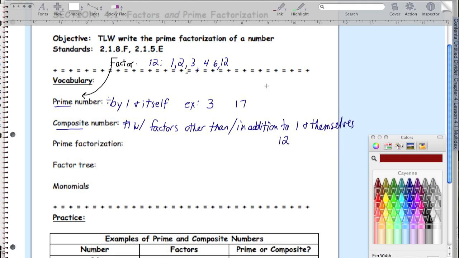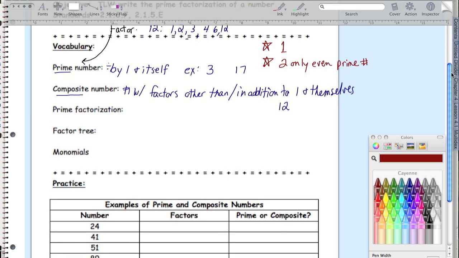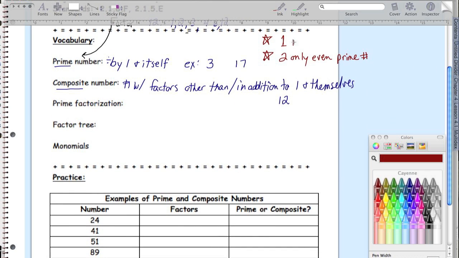Now what I wanted to say before is that there are two special things here. The number 1 is neither prime nor composite. So that one doesn't really fall into either category. The other rule that's interesting is that 2 is the only even prime number, because every even number beyond 2 is divisible by 2 as well, so that makes it composite. So these are two rules: 1 is neither prime nor composite, and the number 2 is the only even prime number.